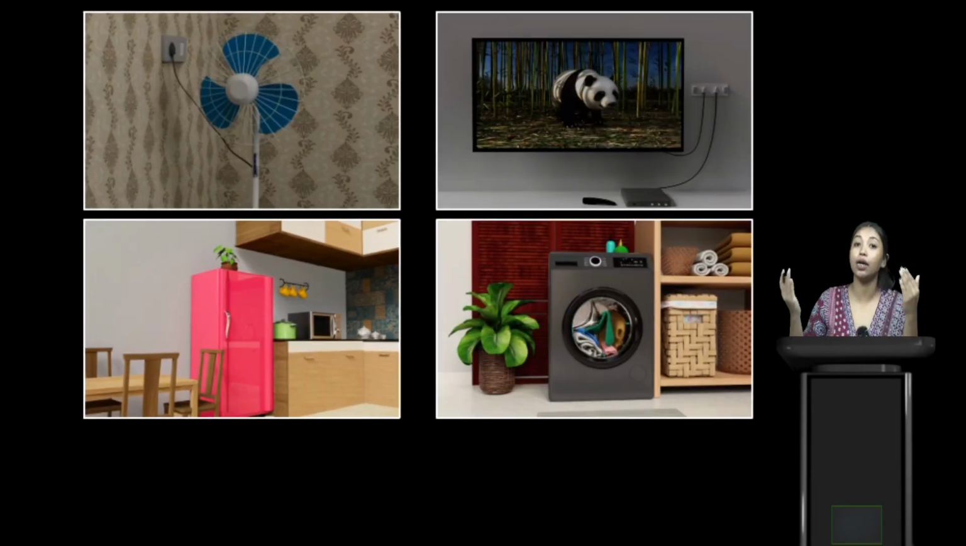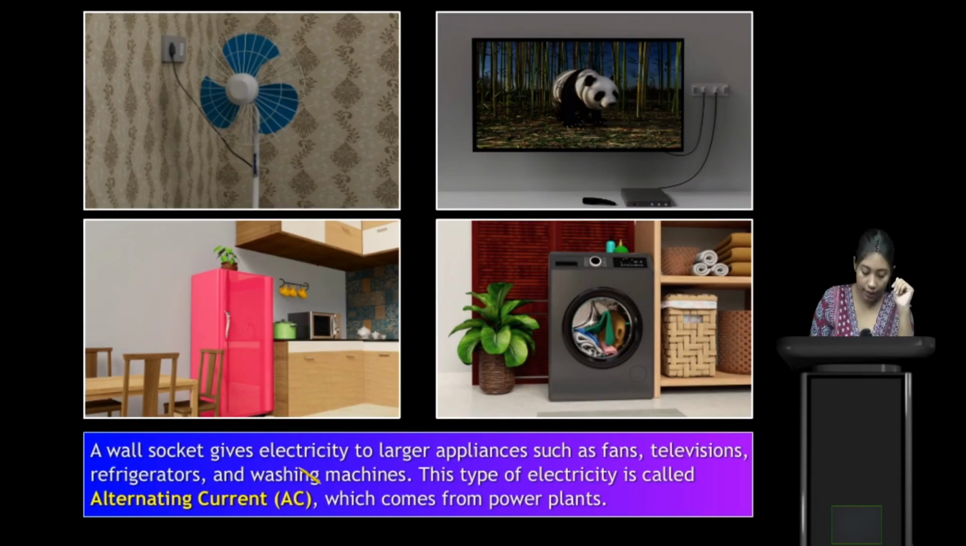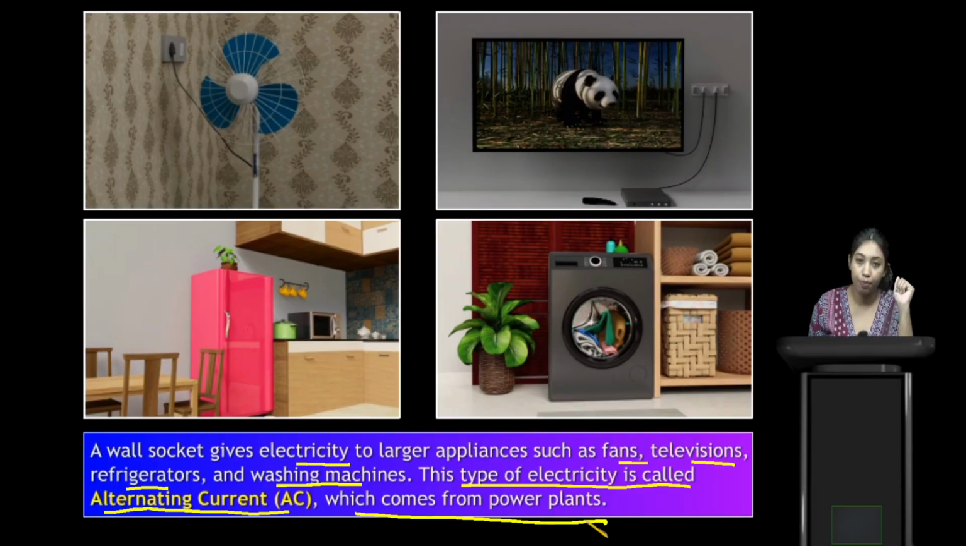And on the other hand, a wall socket gives electricity to large appliances like fans, television, refrigerator, washing machine, because to switch those on we use a plug. We do not use small batteries like we are using in this remote. For fan, TV, fridge, washing machine, we use a plug. This type of electricity is called alternating current, which comes from the power plants.